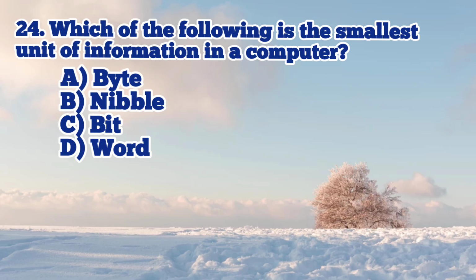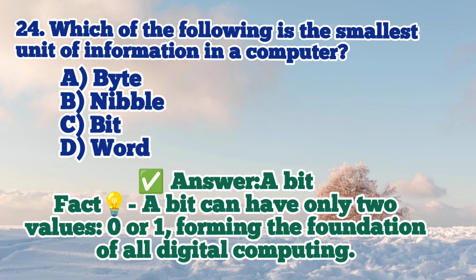Which of the following is the smallest unit of information in a computer? The answer is a bit. A bit can have only two values, 0 or 1, forming the foundation of all digital computing.